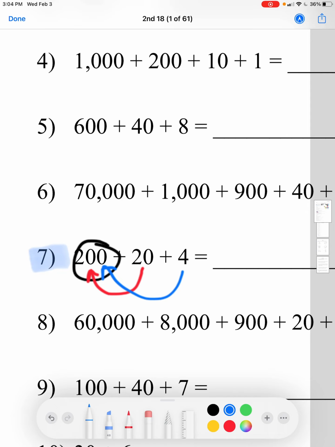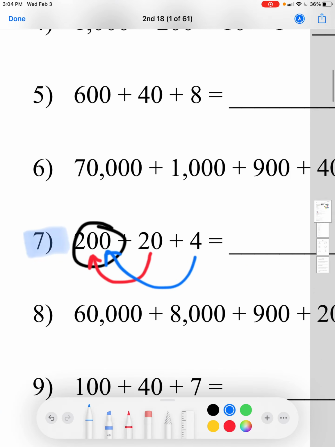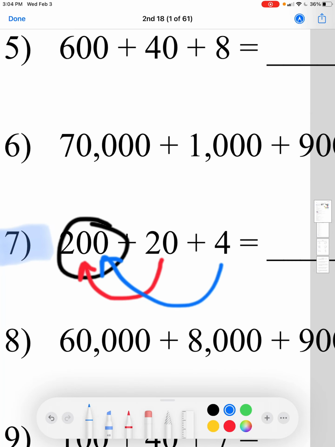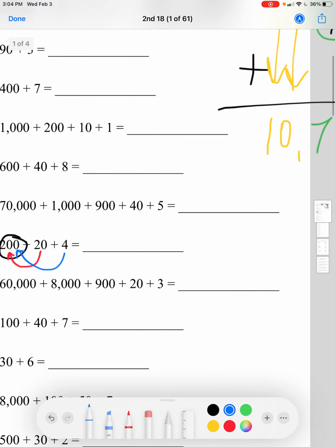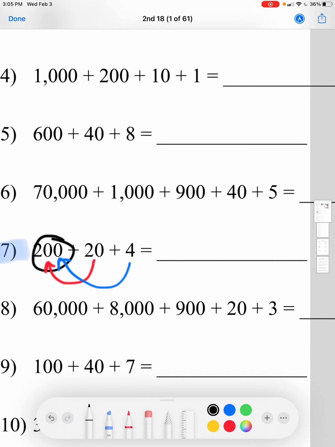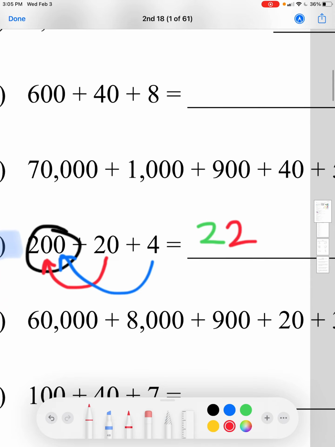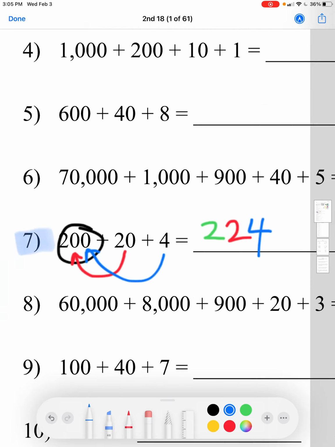So if you look at the number 4, the 4 is in the ones place, so it will replace the ones place in the number 200. And if you look at 20, the 20 will replace the first 0. So if we write that out, we'd have 200, and then the first 0 will be replaced by 20, and then we have a 4.